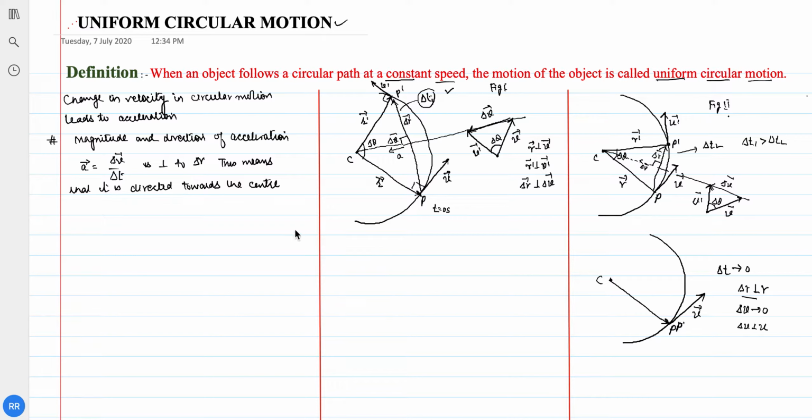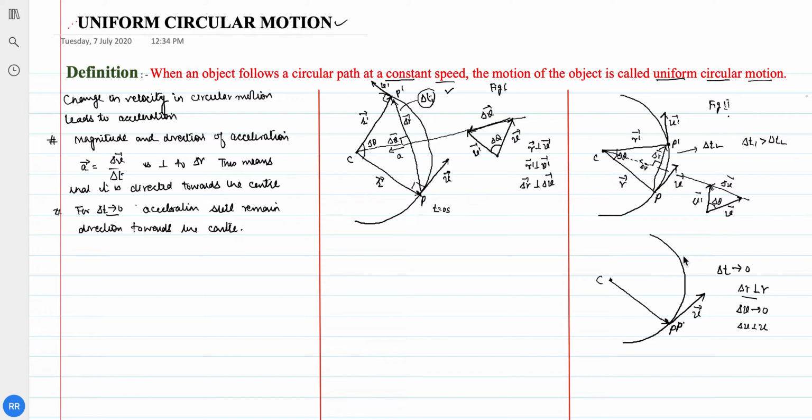What does this mean? This means that we get the result: for delta t approaching zero, acceleration still remains directed towards the center.